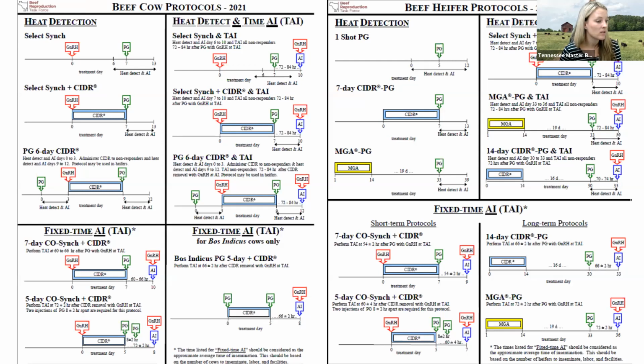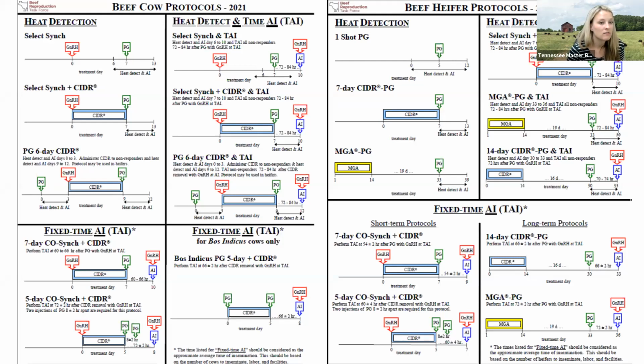But honestly, what we use the most is that tried and true 7-day co-sync plus seeder that's labeled for both cows and heifers. And that's right down here under the short-term protocols. Basically, the fact that it's the same for cows and heifers, nothing's changing besides the time of insemination. We use that quite a bit. But I will say we have started using a lot more of the new 7-7 protocol. And even though it's an extra shot of prostaglandin and another trip through the chute, we've had really good luck with it. And we seem to really like it.